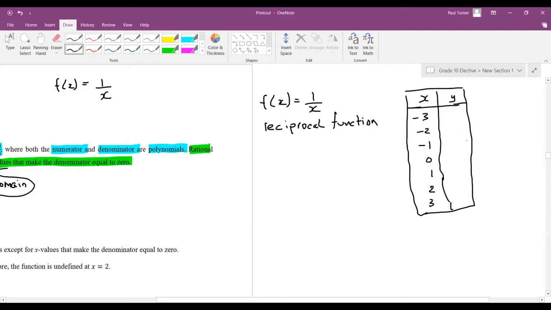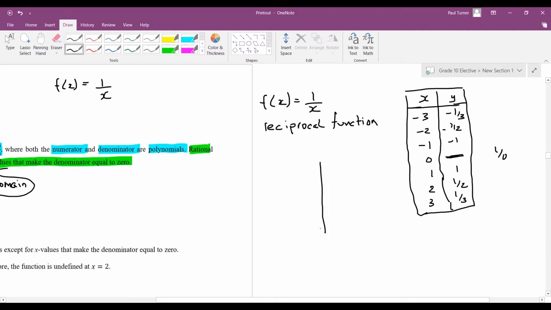So let's try some numbers. So -3, 1 on -3 is -1/3. -2, 1 on -2 is -1/2. -1, 1 on -1 is -1. 0, 1 on 0 is undefined, isn't it? So the graph is not here at 0. 1 on 1 is 1. 1 on 2 is 1/2. 1 on 3 is 1/3.